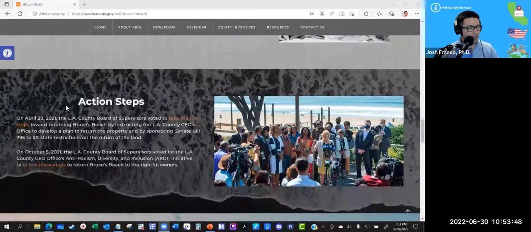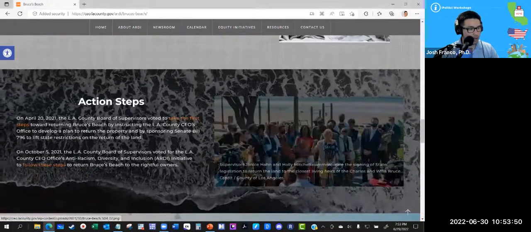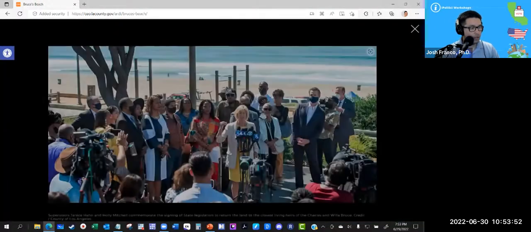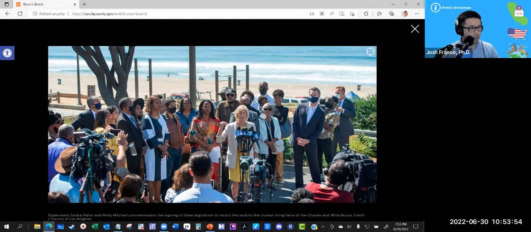County Board of Supervisors. So here's a picture of Supervisor Hahn, and then Holly Mitchell, the governor, and local leaders to commemorate the signing of that bill by the governor.